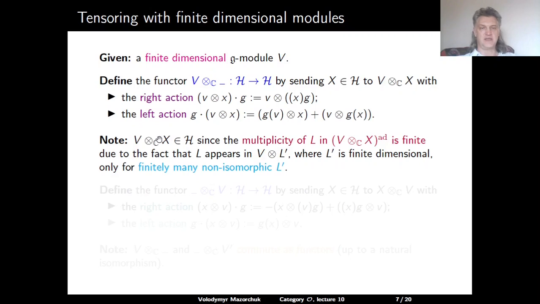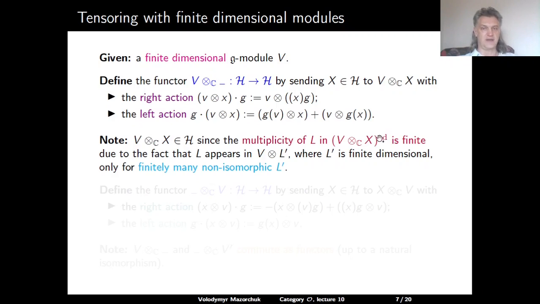Please note that the tensor product V tensor X with the action given by these formulas is again a Harish-Chandra bimodule. Indeed, that it is finitely generated is obvious. That the adjoint action of G on this tensor product is locally finite is also obvious. Finally, if we fix a simple finite dimensional G module L, we claim that its multiplicity in this tensor product, considered as an adjoint G module, is finite.